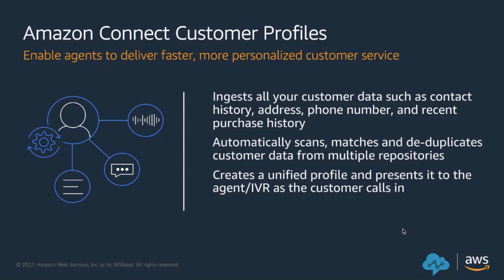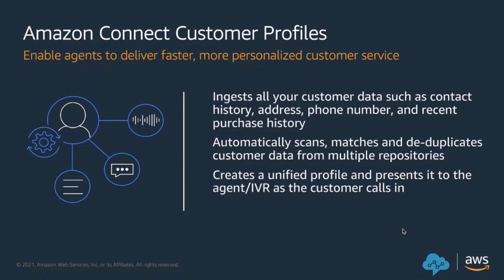Number two, as soon as a contact comes in, Customer Profiles scans, matches, and deduplicates customer data. What it means is that the same customer might have different records across different applications. Amazon Connect Customer Profiles removes those duplicate records for you so that every time your agent interacts with a customer, they have one unified profile that they are interacting with, and not multiple profiles, saving them time and making them more productive. The third is the agent desktop experience.